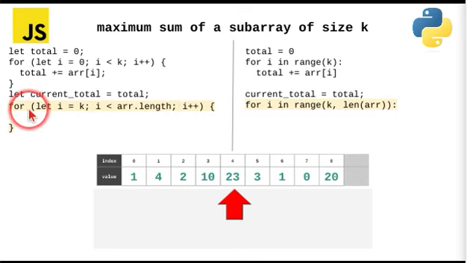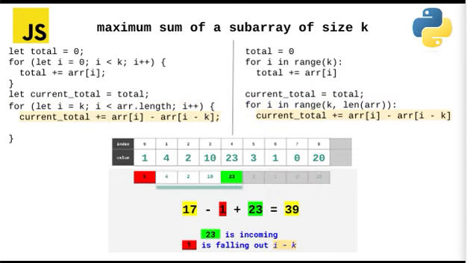So in our second loop, we're saying i is equal to k. So by this point, i is 4. So now our second loop is starting here. Our first loop went through these first 4 numbers. Our second loop starts here. And I need to take my current total, which is 17. I need to add the element at i, which is 23, and I need to subtract the element at i minus k, which is 1. And that is how we avoid duplication of addition operations.